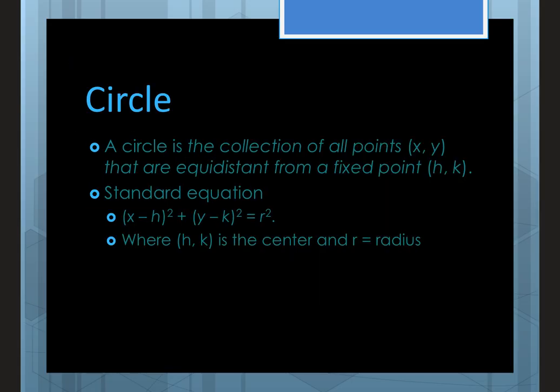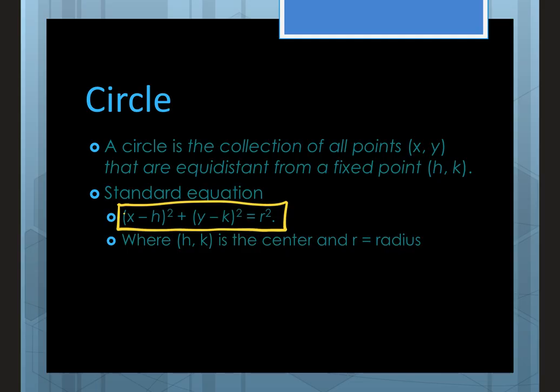The first thing we're going to do is a circle. By definition, a circle is the collection of all points that are equidistant from a fixed point. So that point in the middle, which is your center, to any point on the circle would be equidistant. That distance is the radius. The standard equation, you're going to get this for each of the conics. The circle has one standard form. The rest all have two. A circle is (x - h)^2 + (y - k)^2 = r^2, where (h, k) is the center and r is the radius.